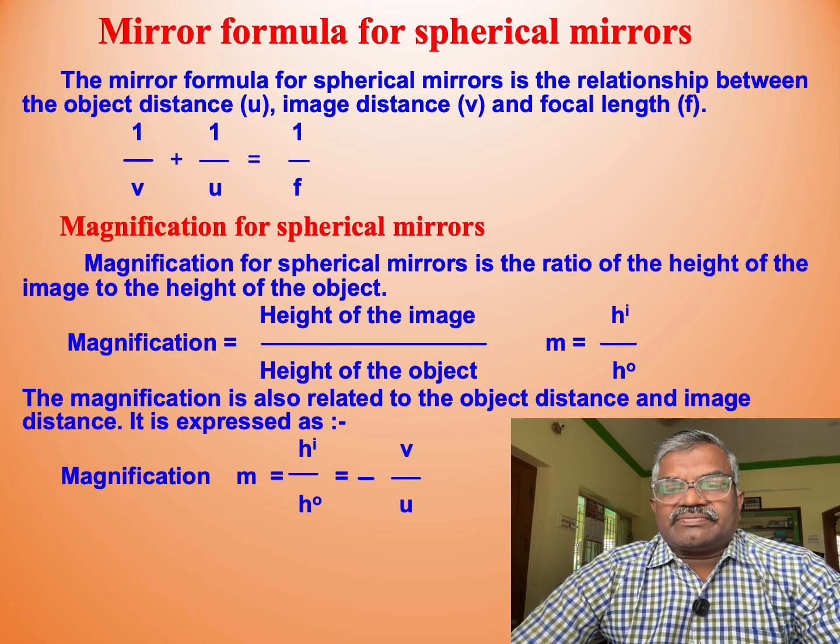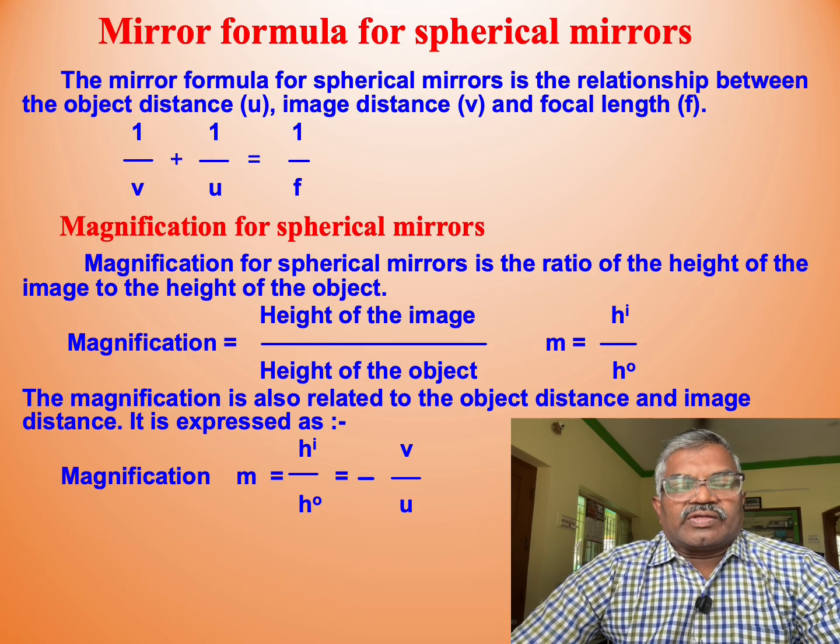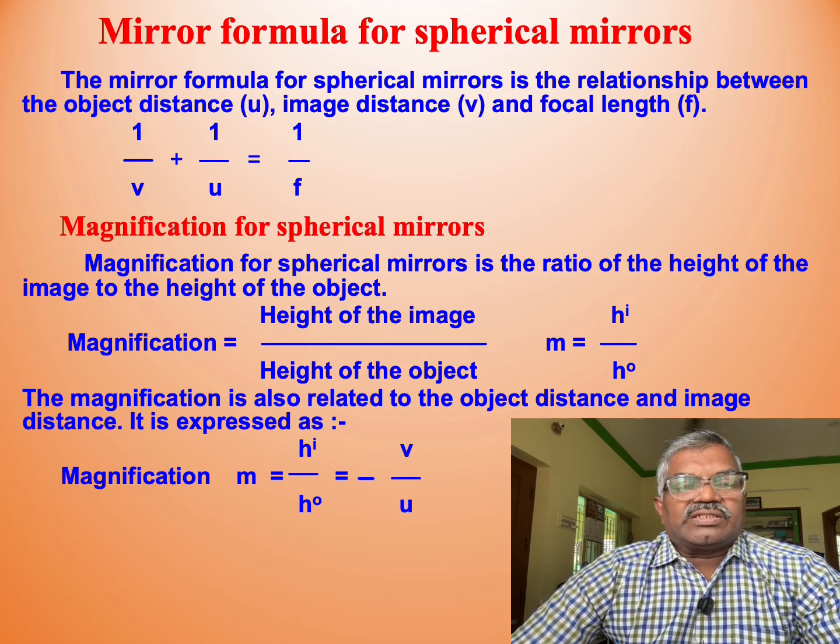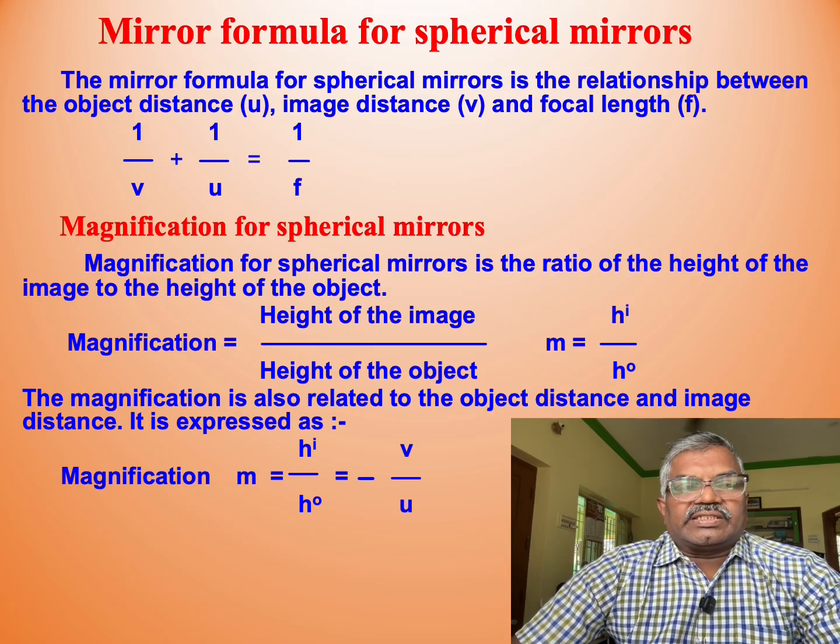Then magnification. Magnification is m equals negative v over u. Magnification is also equal to the height of the image over the height of the object, hi over ho. So, magnification m equals hi over ho equals negative v over u. That is the magnification of the spherical mirror, how much it can magnify.